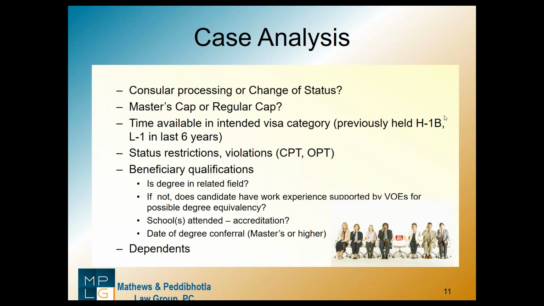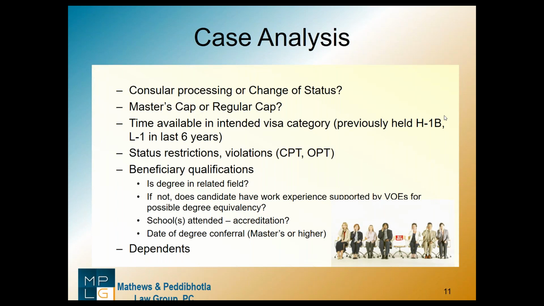The next consideration, which is extremely important, is determining whether your beneficiary is going to enter the master's cap or the regular cap. Every year, the USCIS allots 20,000 H-1B visas for those who hold at minimum a U.S. master's degree or higher from an accredited, non-profit U.S. university or institution. And so for that, the beneficiary must have at minimum a U.S. master's, it could be a PhD as well, from a U.S. school, and the date of degree conferral must be before the date of filing.